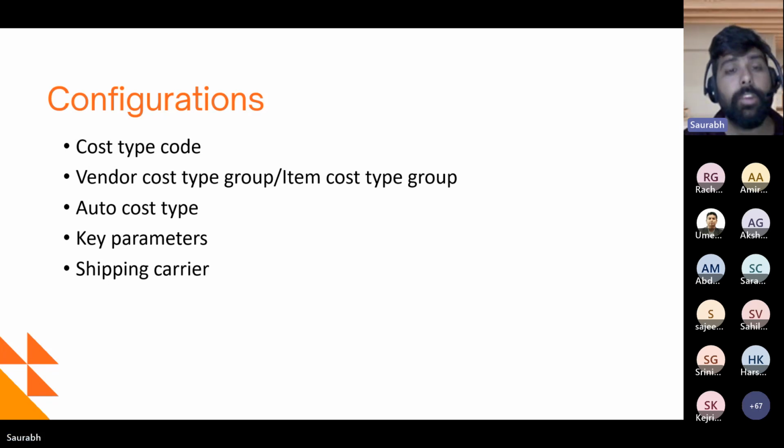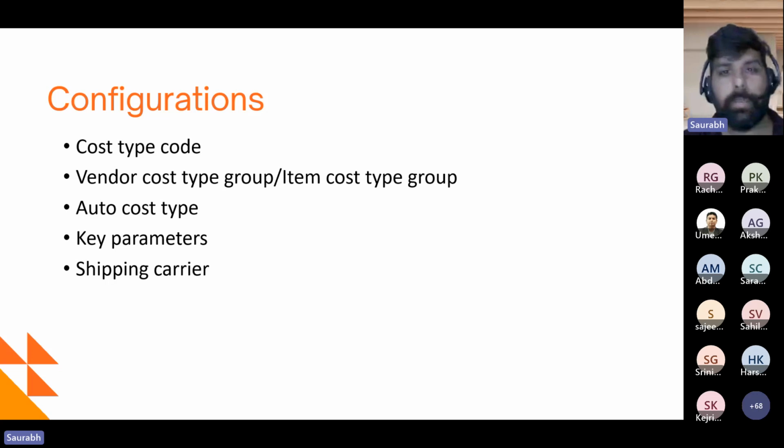You can also create the vendor cost type group and the item cost type group. Similar to the charge code groups, if you remember the item charge group and the vendor charge group, similarly you have the vendor cost type group and item cost type group you can create here. You can set up your cost type allocation to the vendor group or the item group based on these groups, and you can map on the customer master or in the setup, right? You can define that.